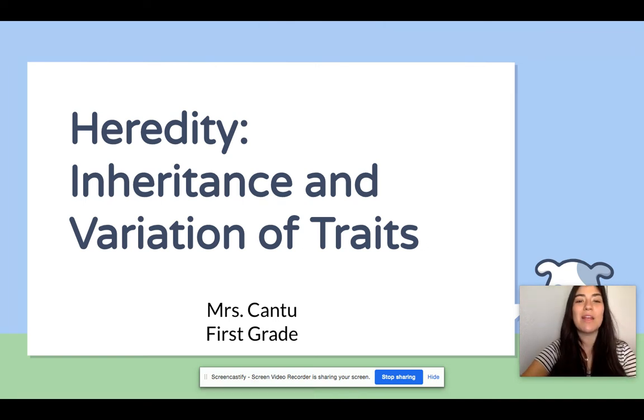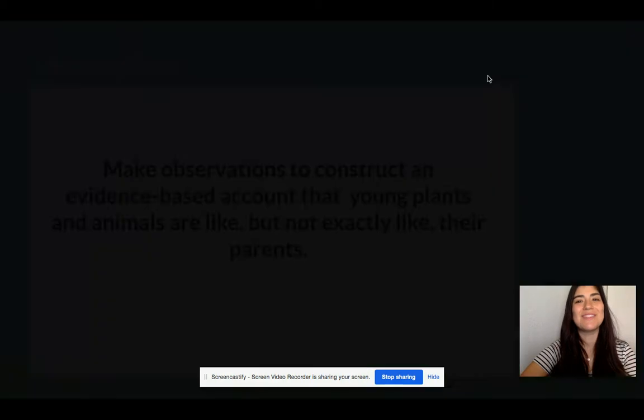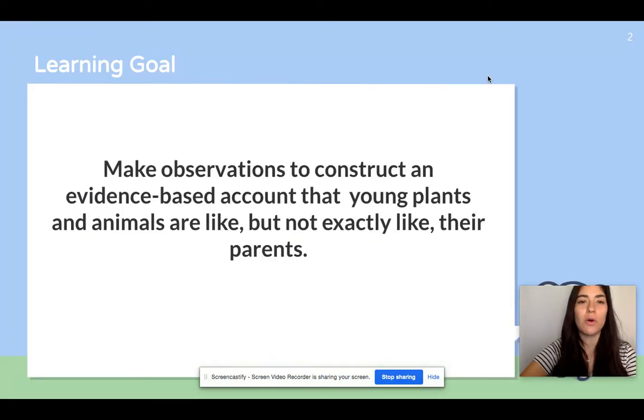Today we're going to be talking about inheritance and variations of traits. But before we get started, let's go over our learning goal. We're going to make observations with our eyes to construct an evidence-based account that young plants and animals are alike, but not exactly like their parents.